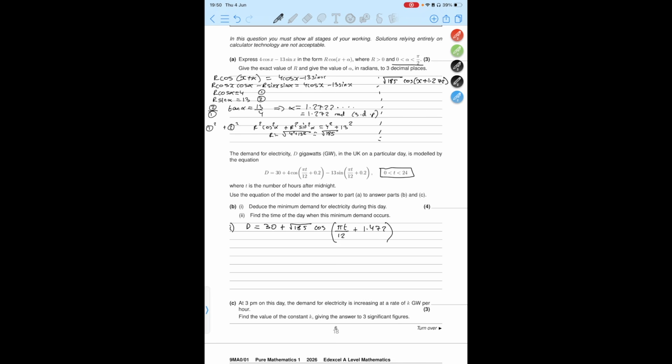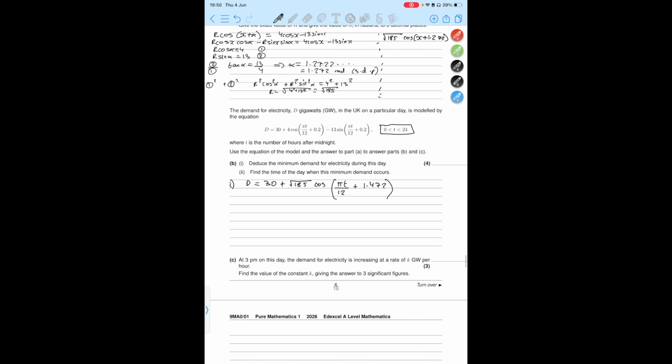Okay, so now if we want to find the minimum, think about cos's minimum. What is the minimum of the cosine function? Well, the minimum of the cosine function is -1. So this is going to occur when pi t over 12 plus 1.472 is equal to -1. So therefore, D min is equal to 30 minus root 185, which is 16.398, equals 16.4 gigawatts to 3 SF.